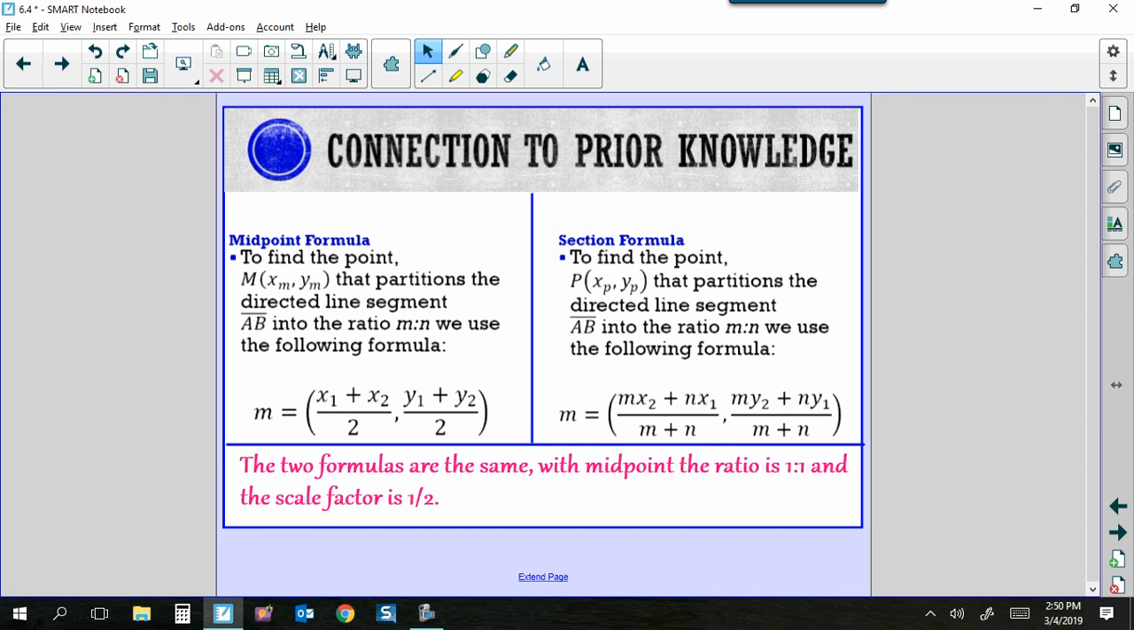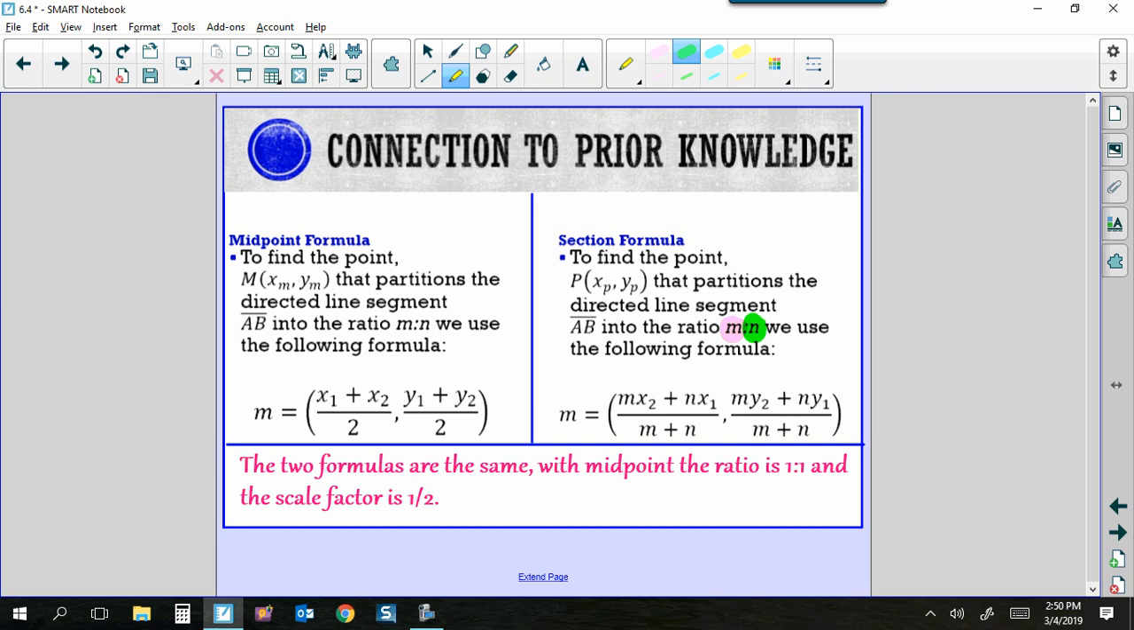So, as we talked in the beginning, midpoint is a directed line segment in that it is splitting a segment in half, which means half is my scale factor, which means my ratio is actually 1:1, piece to piece. Well, if you look at this, our section formula is partitioning a directed line segment into a ratio that is m to n. Right here, m to n. Or part to part. Well, in a midpoint, our parts are 1 and 1.